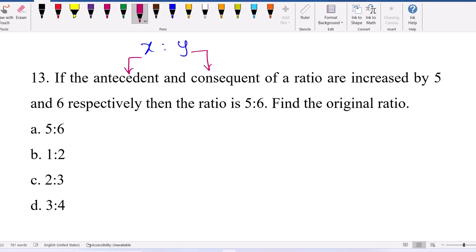Now what they said: if x is increased by 5 and y is increased by 6, the ratio is 5:6. The original ratio is also 5:6 only.